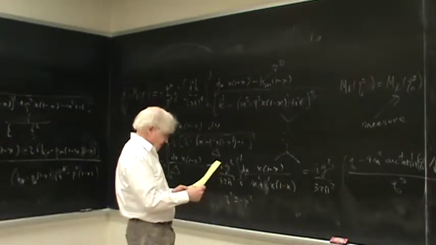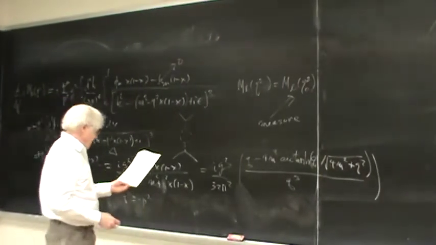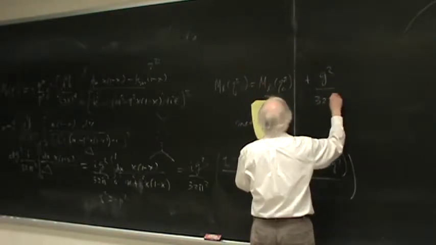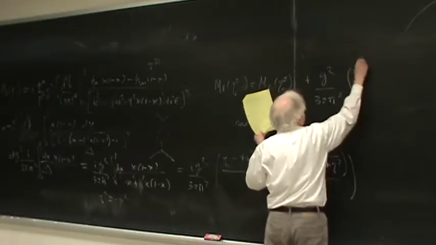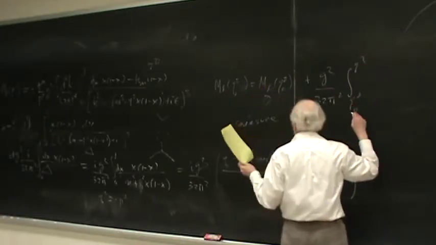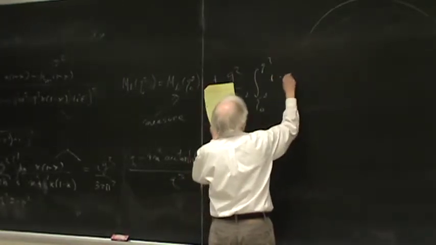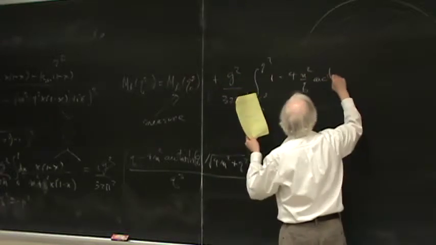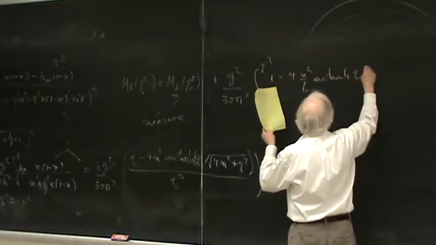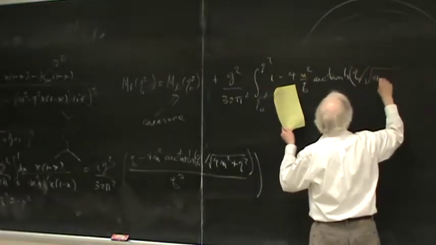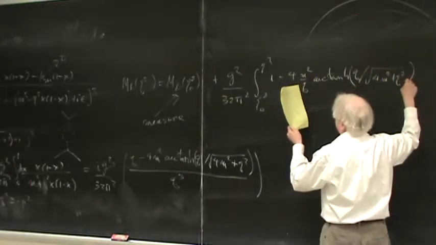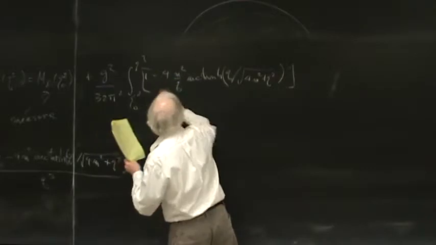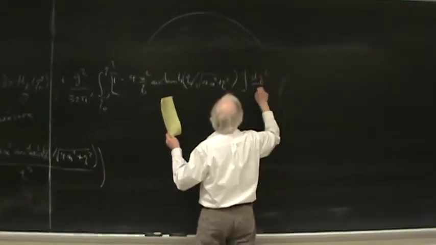Okay. And so the idea is that it's that plus g squared over 32 pi squared, integral from q0 squared to q squared of, well, actually, 1 minus 4 m squared over q squared, arctan hyperbolic of q over the square root of 4m squared plus q squared. All that in square brackets, dq squared over q squared.